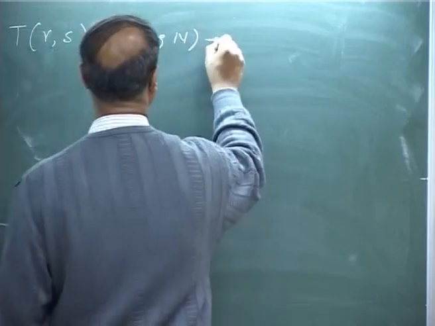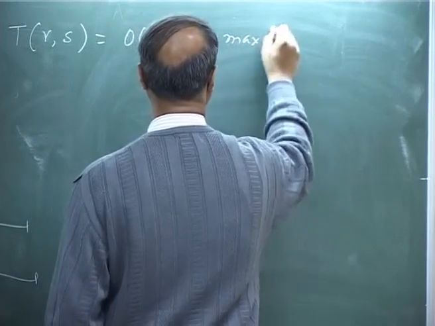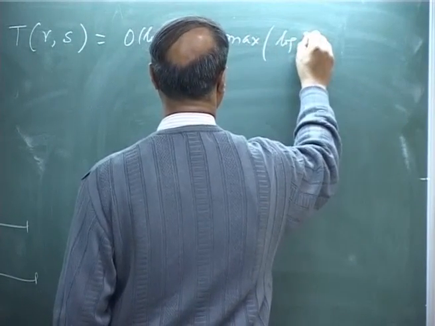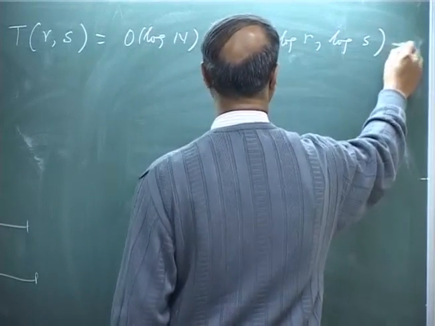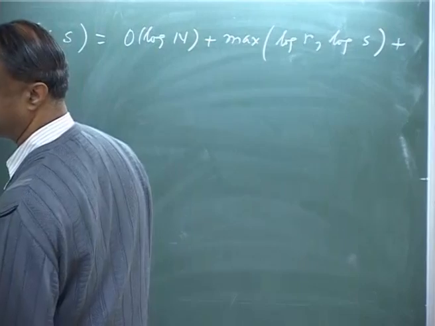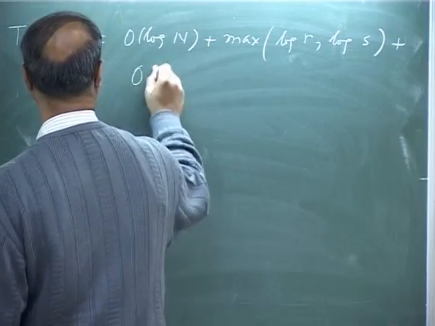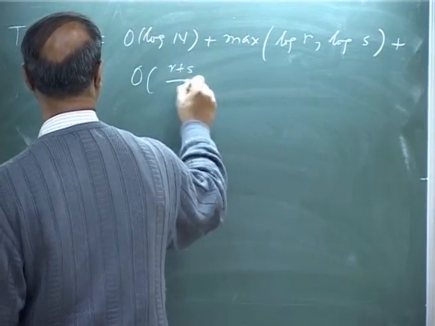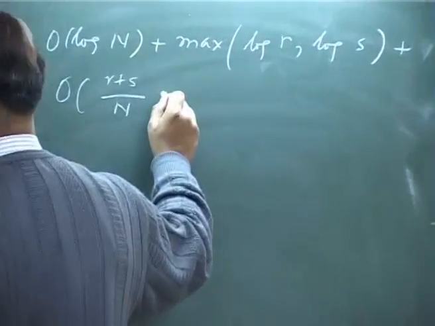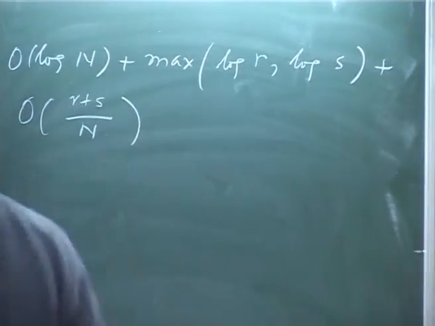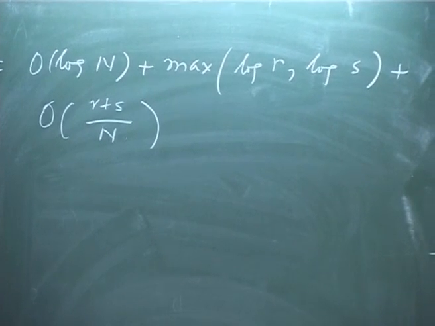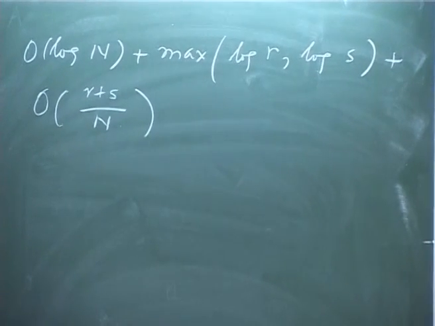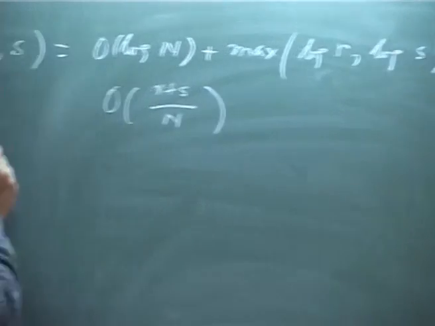Order log n plus maximum of log R, log S, order R plus S by n. So this is the time complexity you will be getting, and cost.